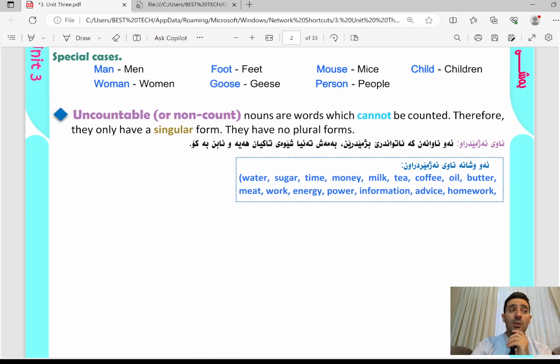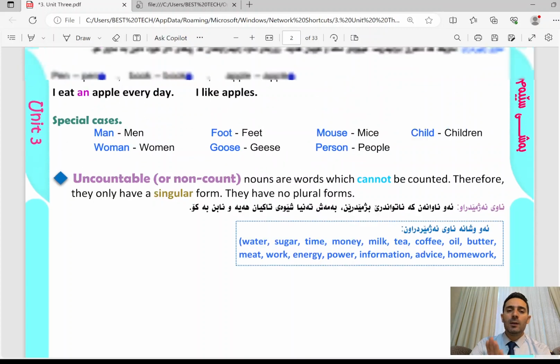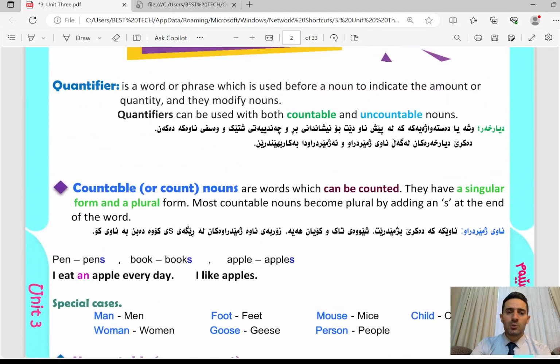Also, they can be used sometimes as a countable noun, but you should learn them as uncountable nouns.